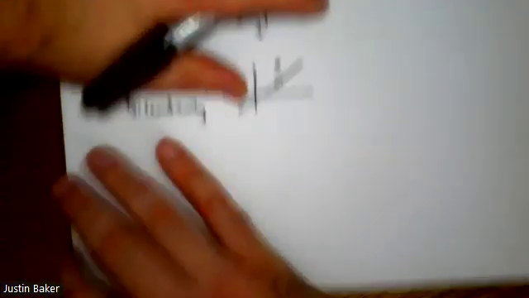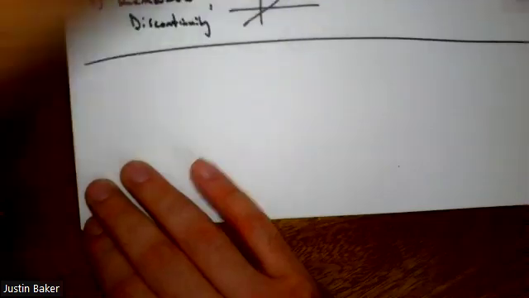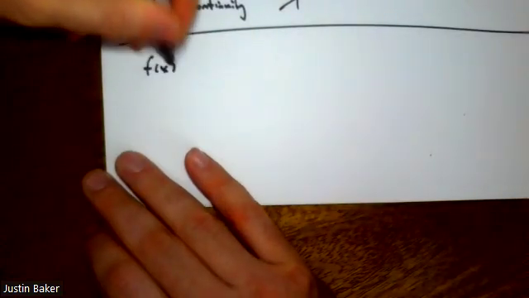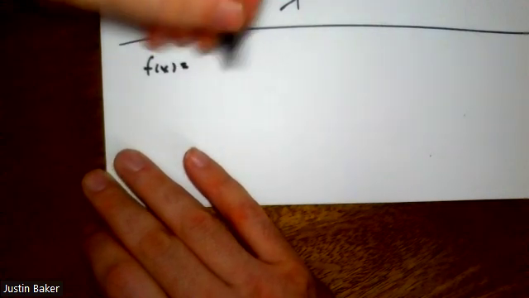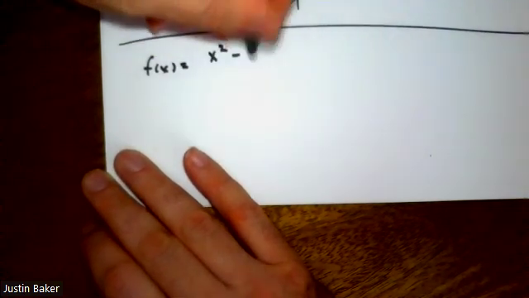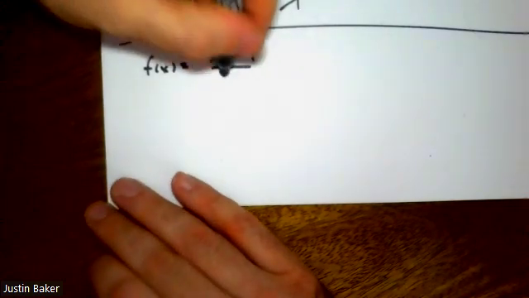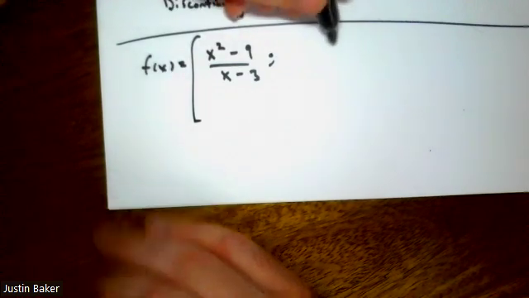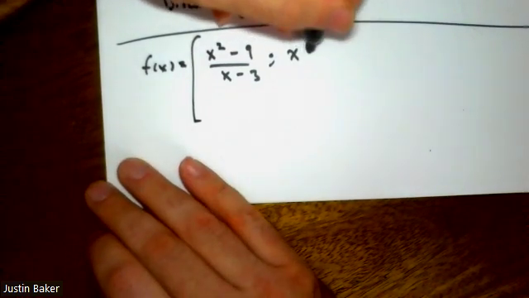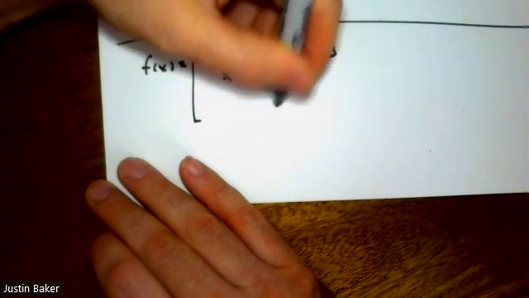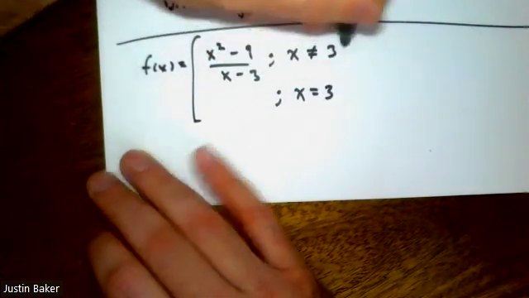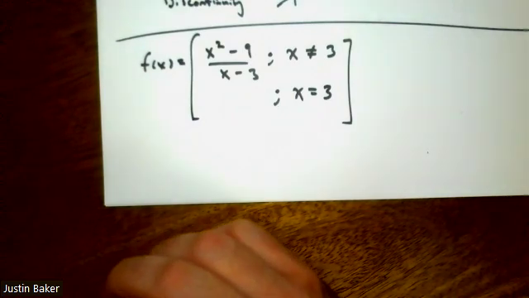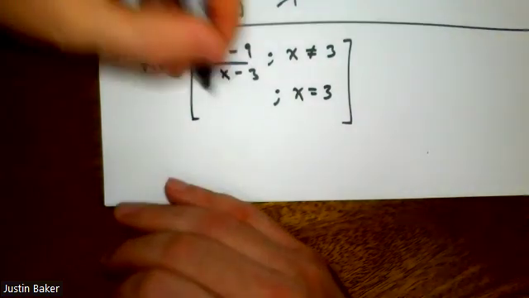So if I gave you the following problem, if we said f of x is equal to x squared minus 9 over x minus 3, and we're going to say, again, this is a piecewise, so this is for when x does not equal 3. And when x does equal 3, we'll say that it's equal to, who knows, whatever, 10.